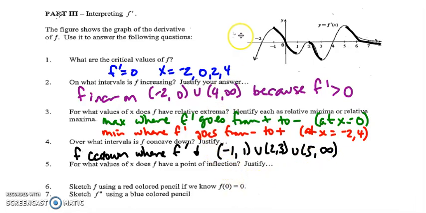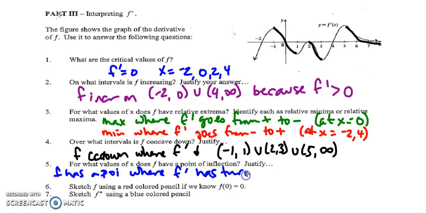Now for what x values does f have a point of inflection? So f has a POI, point of inflection, where f prime has turning points. So those turning points occur where x is equal to -1, 1, 2, 3, and 5.